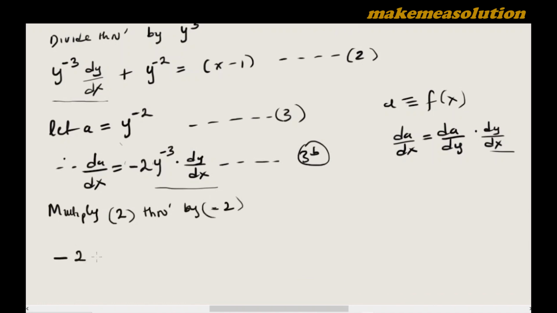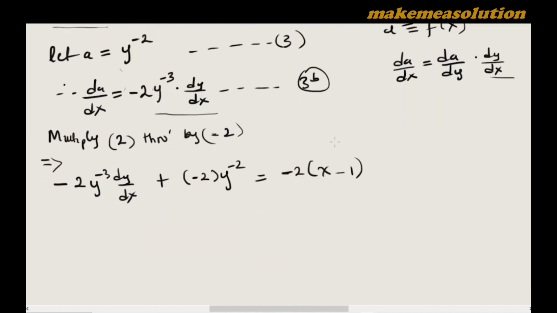We now have minus 2 y to the minus 3 dy dx, then plus minus 2 y to the minus 2 is equal to minus 2x minus 1. Okay, so this is equation 4. Now that we have it like this, you can agree with me that clearly this first term now looks like equation 3b.